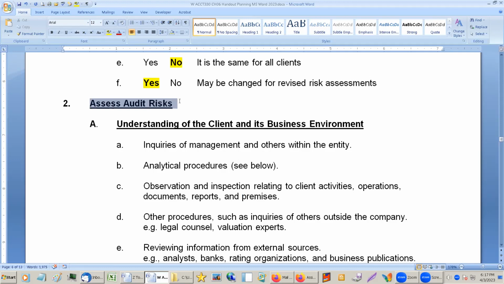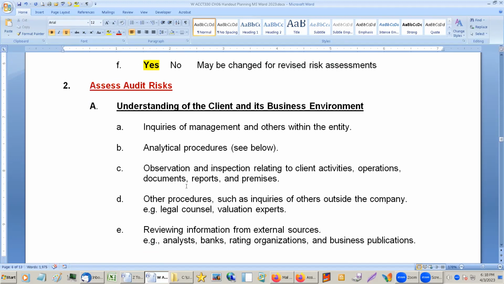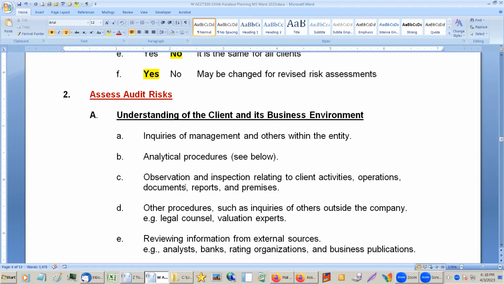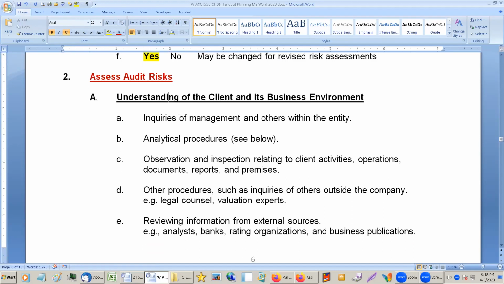Assess audit risk. This is a really big one on the CPA exam, talking about the audit risk and how you determine what to look for. And the one thing you must get is an understanding of the client and its business environment.